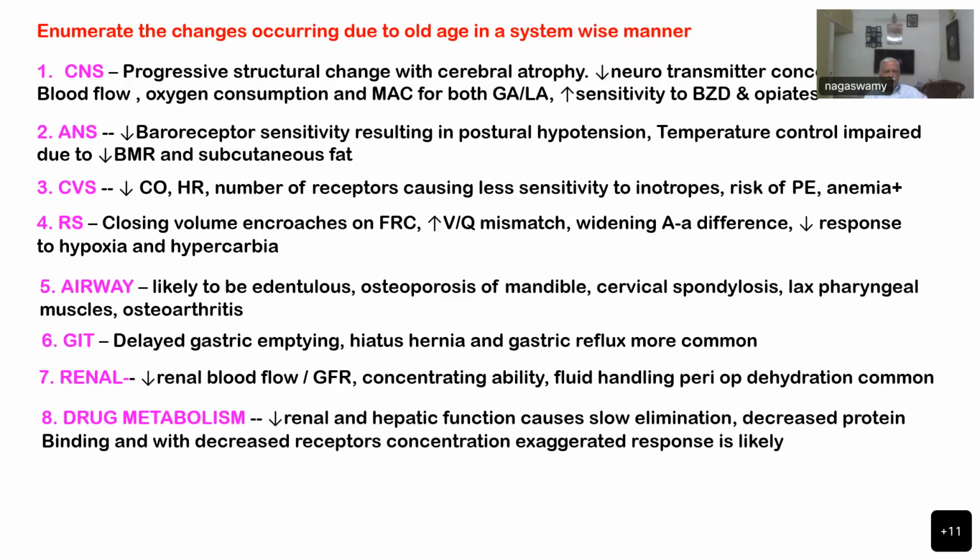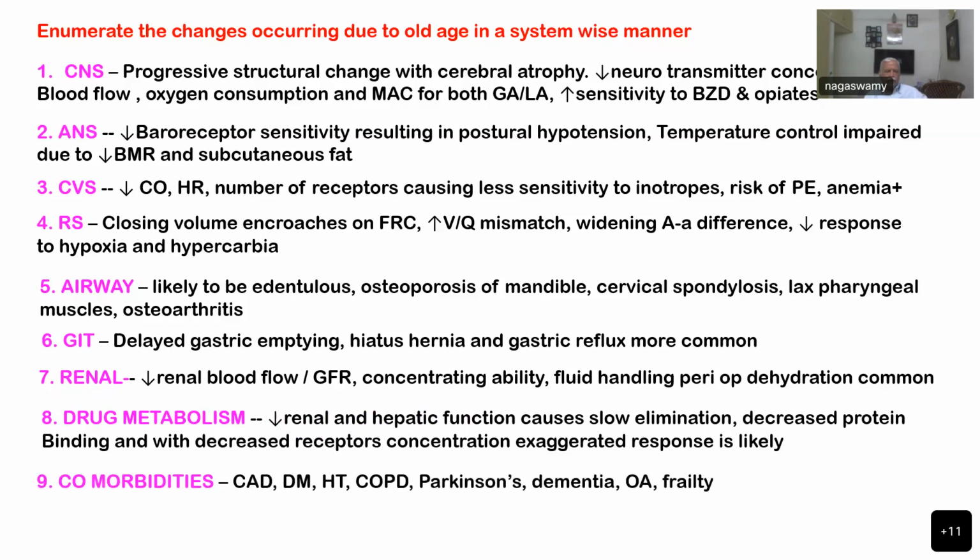exaggerated response is likely. And they may have comorbidities like coronary artery disease, diabetes, hypertension, COPD, Parkinson's, dementia, OA, frailty. Lastly, surgical mortality percentage is high compared to others. So this is a small nutshell about geriatric anesthesia.